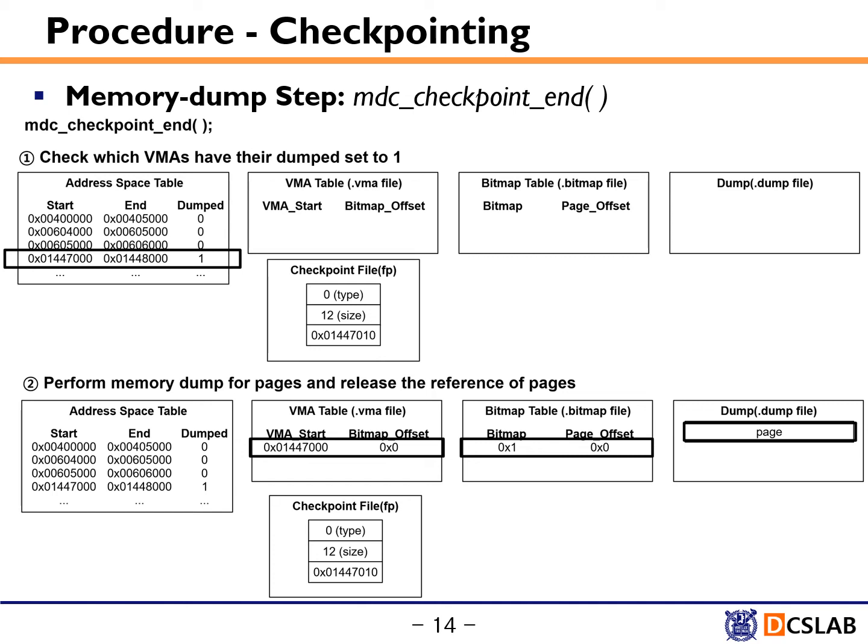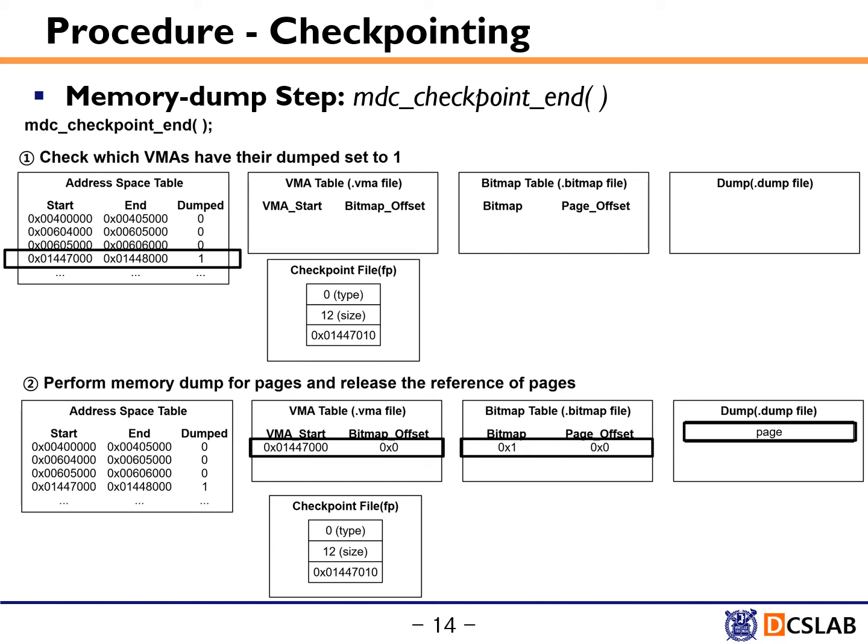For each target VMA, we store a VMA entry and a bitmap entry into the respective tables. They are used later for restoring to find the file or set of objects within the dump file. We perform memory dump at multiple page granularity. The default setting is 64 pages, which is empirically decided.